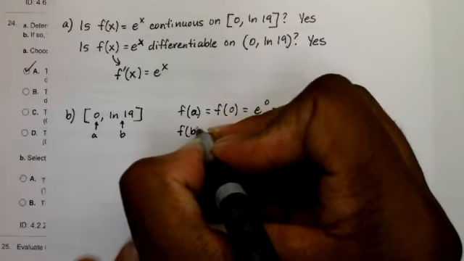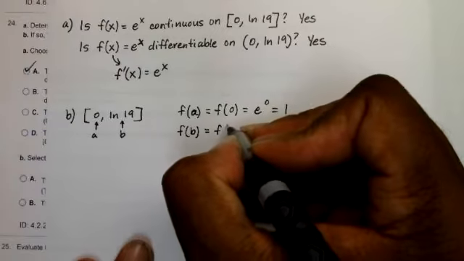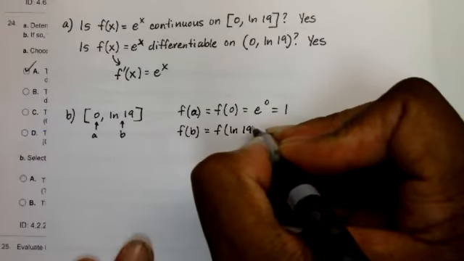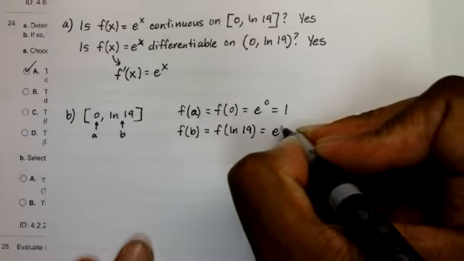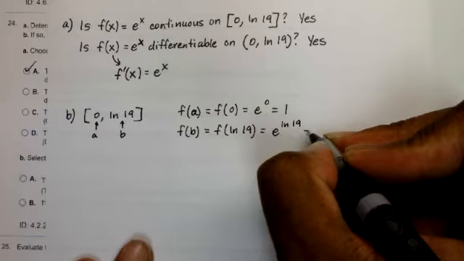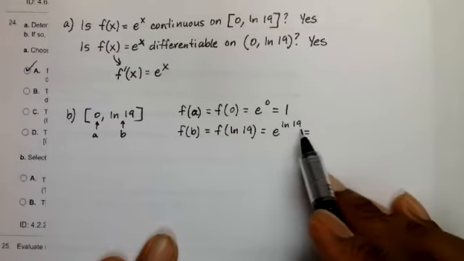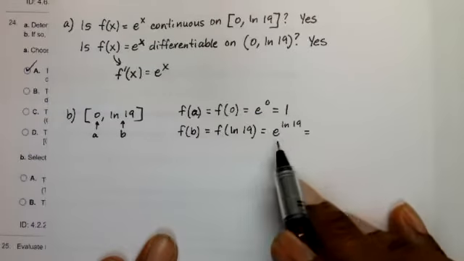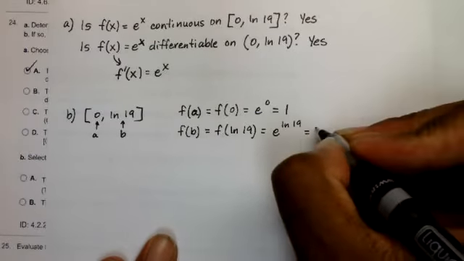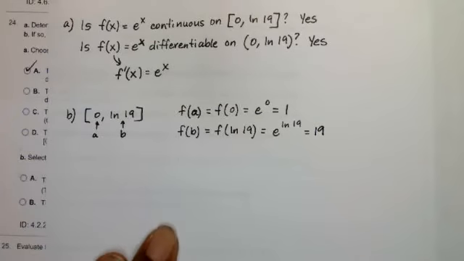And then f of B, which is actually f of the natural log of 19, that's going to be e to the ln of 19. And this is one of those inverse properties of logarithms. E to the natural log of whatever is whatever. So e to the ln of 19 is 19. And that's for the fact that e and ln are inverses of each other.